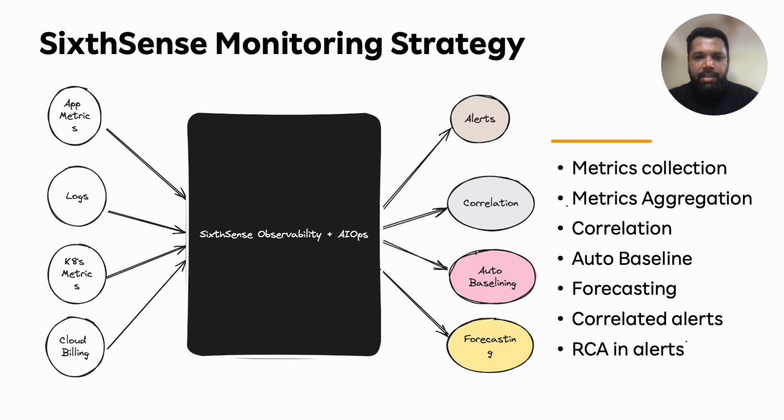At the heart of the SixthSense monitoring strategy are several components. Mainly, it includes metric collection, metric aggregation, correlation, auto baselining, forecasting, correlated alerts, and root cause analysis in your alerts.